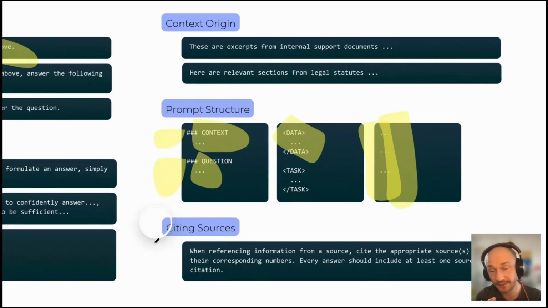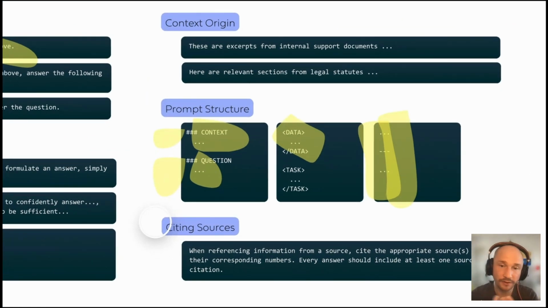Citing sources can be quite interesting as well. So instruct the model to explicitly cite what sources it has used, just the overarching idea. Here's an example. When referencing information from a source, cite the appropriate source using their corresponding numbers. Every answer should include at least one source citation. This can be really, really valuable if you want to enhance transparency, explainability as well, and traceability to be able to more easily monitor what this wondrous machine is doing. It cracks open this black box issue that we usually have with AI from the user perspective.